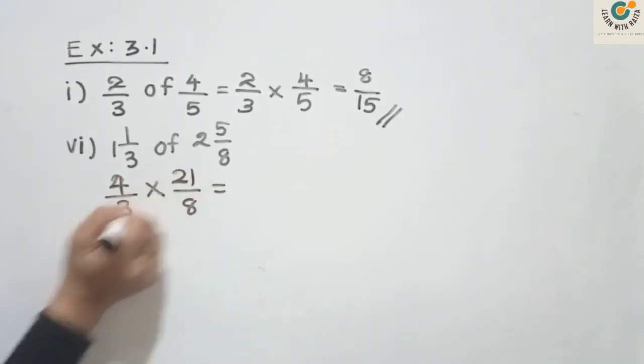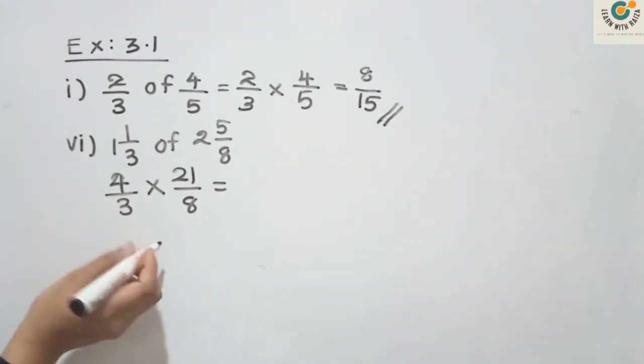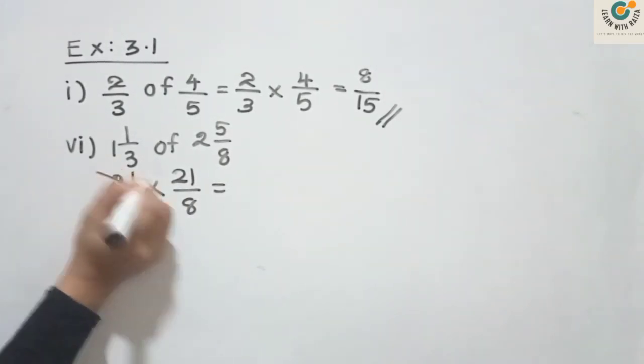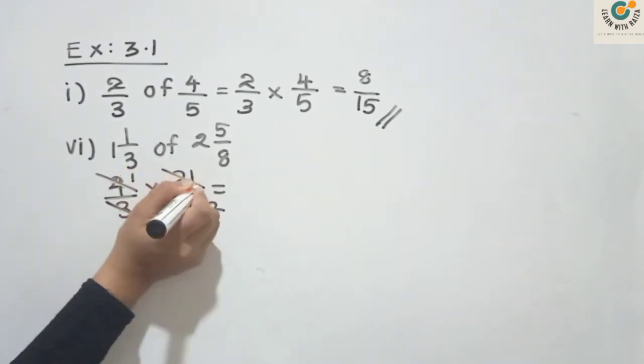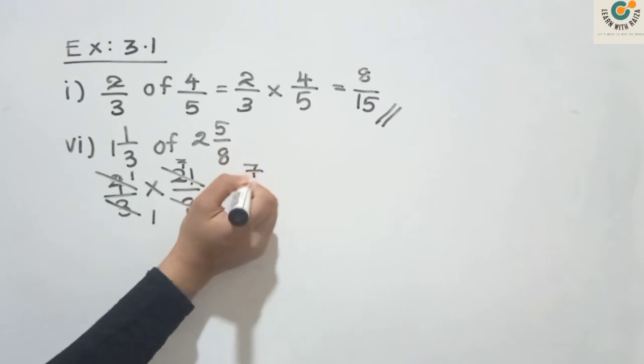Now I am checking whether I can cancel. Yes, I can, they are related. So 4 divided by 4, 1. 8 divided by 4, 2. 3 divided by 3, 1. 21 divided by 3, 7. The answer will be 7 upon 2.